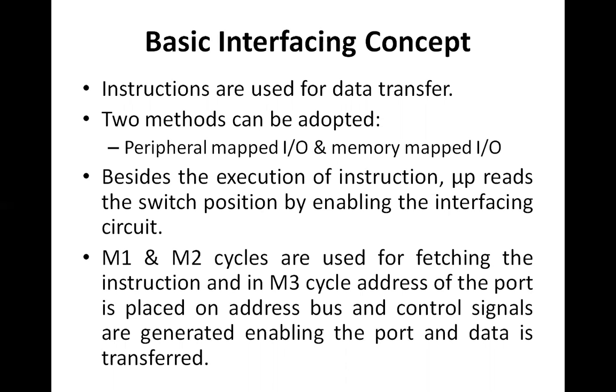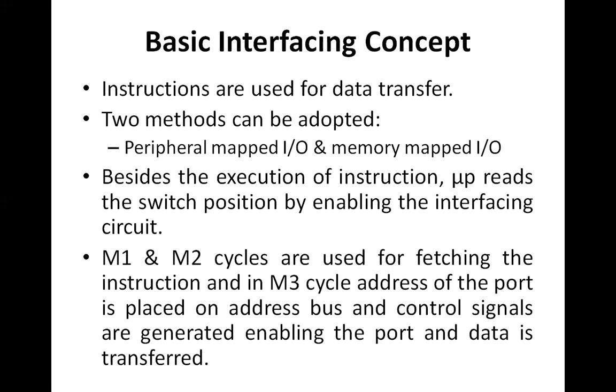And in the third machine cycle, that is M3, either an input output reading process or an input output writing process will happen. The 8085 will place the device address, whatever address it has read from the memory, on the lower order address bus, and the input output memory signal will go high to indicate that it is an input output operation.